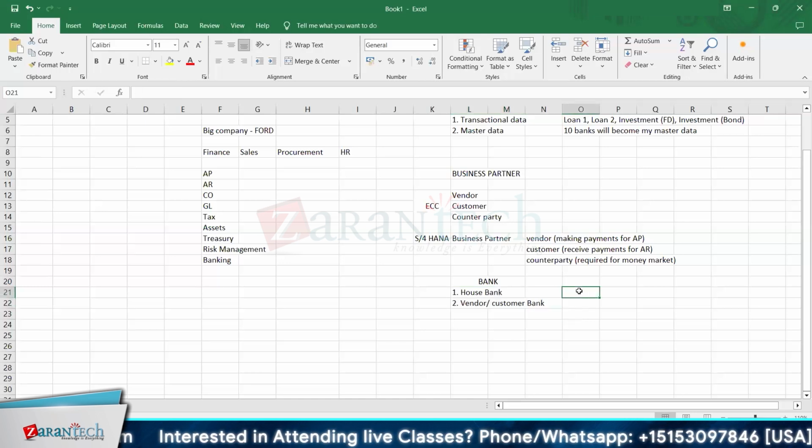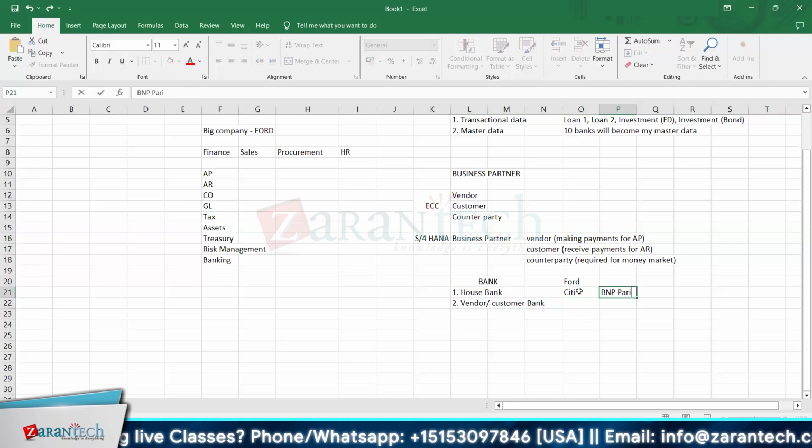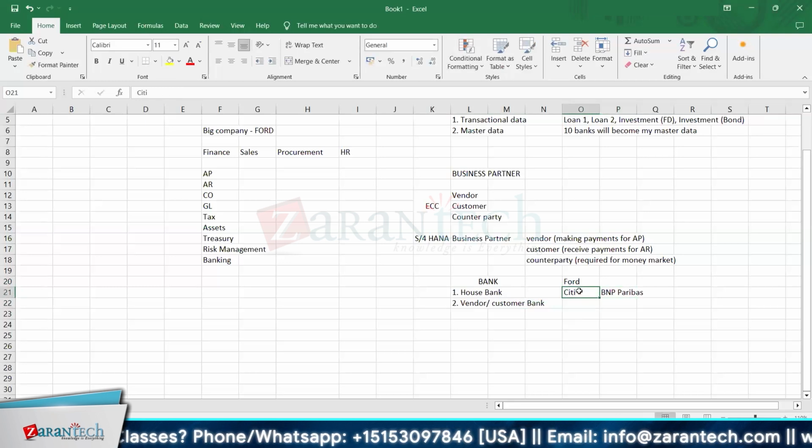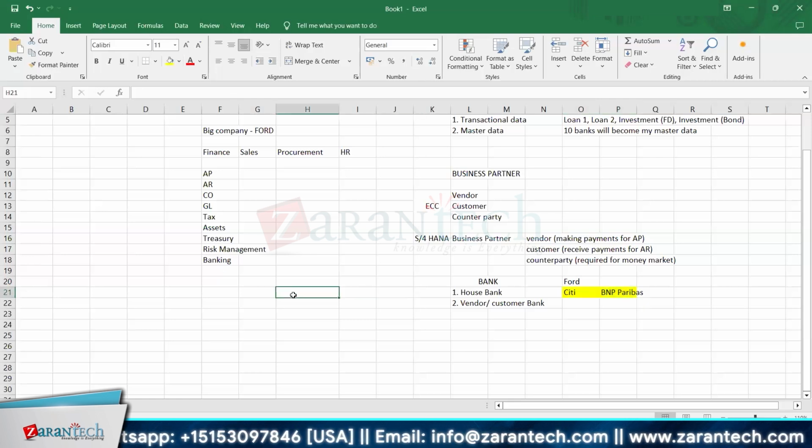That's correct. So let's say Ford is a company, and I have an account in Citibank and an account in BNP Paribas. These two, Citibank and BNP Paribas, will become house banks for me. That means these banks are my own banks. House bank is the company's own bank. That's why I'm saying house bank. And again, one house bank can have different account numbers. So that is a house bank.